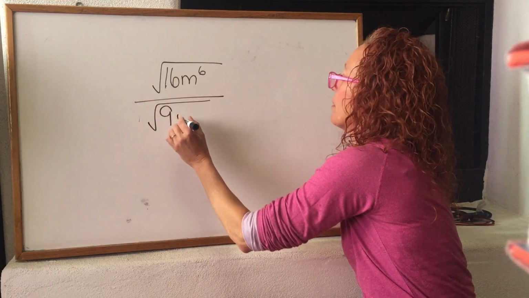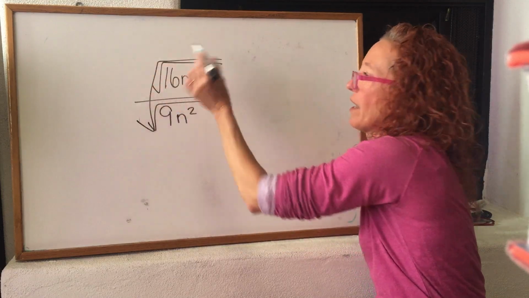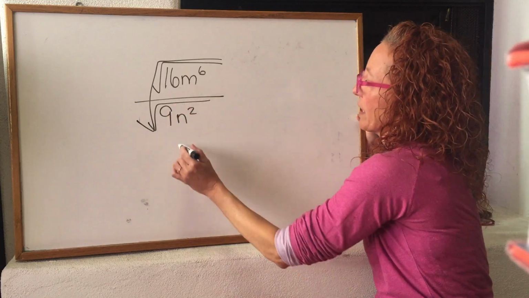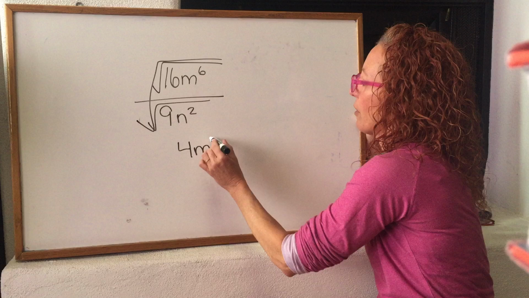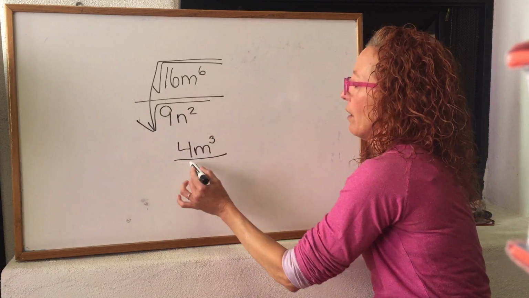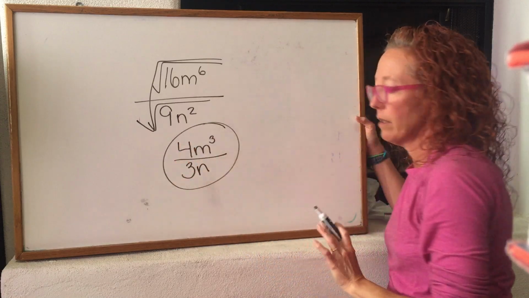9n squared. I wrote it as two separate radicals. It really comes like that. It's got the same meaning either way. Square root of 16 is 4m to the 3rd, because we're going to divide that by 2. The square root of 9 is 3, and then just a single n. Done.